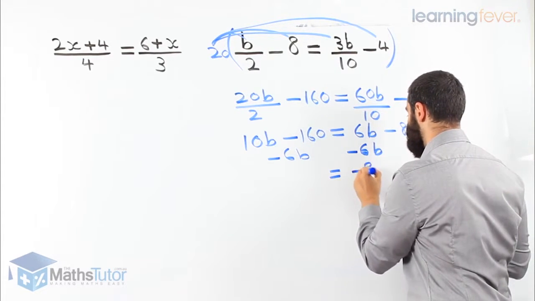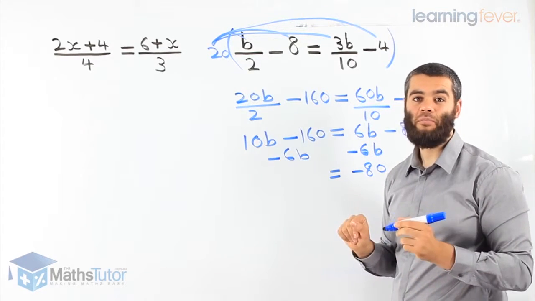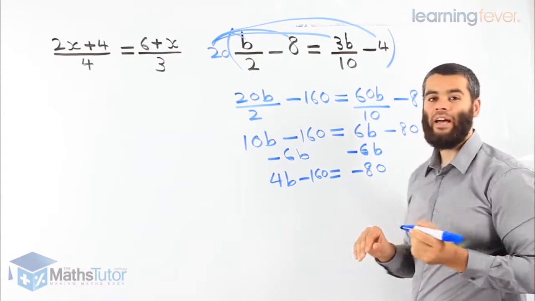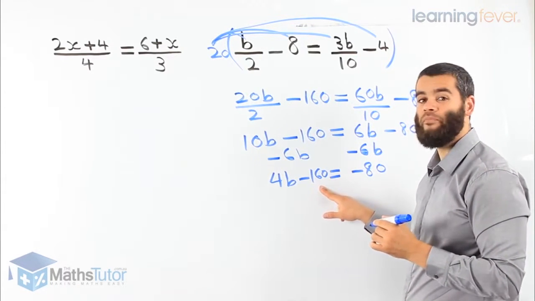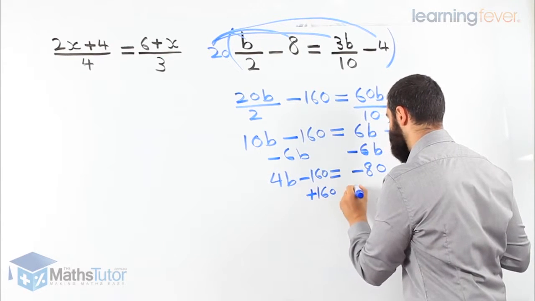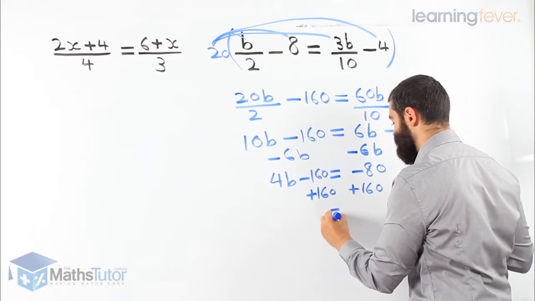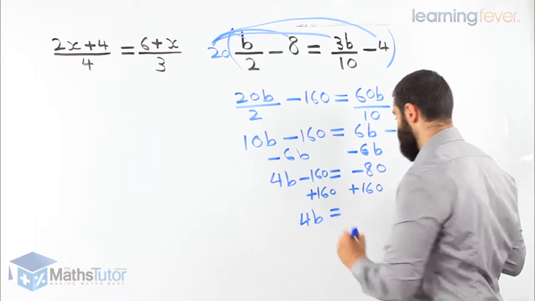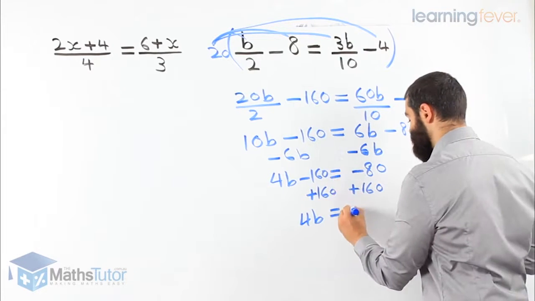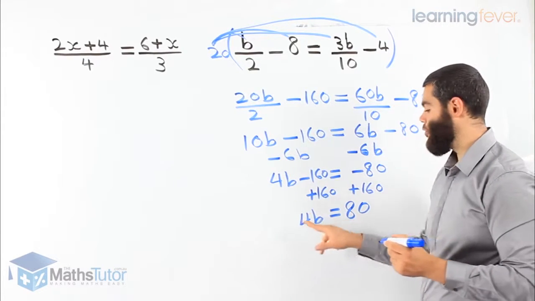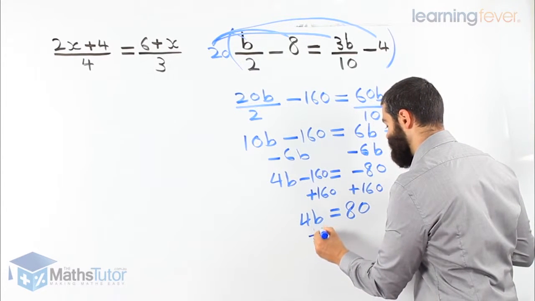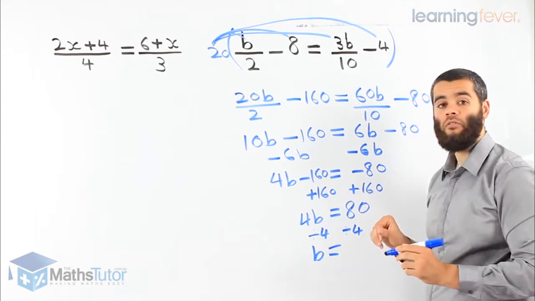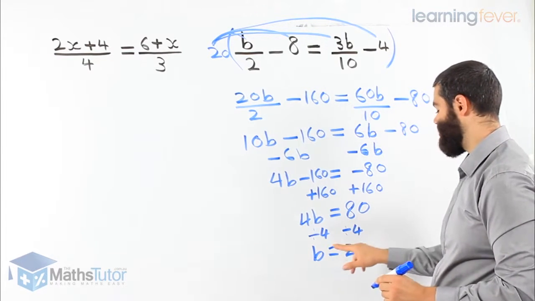We have minus 80. And 10b take away 6b is basically 4b minus 160. Now we have our basic equation. We have minus 160 becomes plus 160 and plus 160 here. Minus 160 plus 160 gone. 4b is left. And negative 80 plus 160 is positive 80. Now 4b is 4 times b. Divide by 4 and divide by 4. b, 80 divided by 4 is simply 20. So b equals 20.